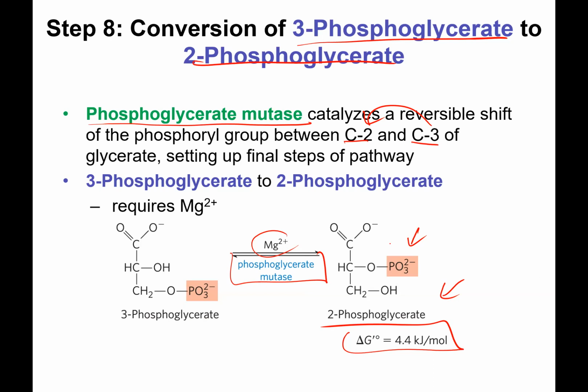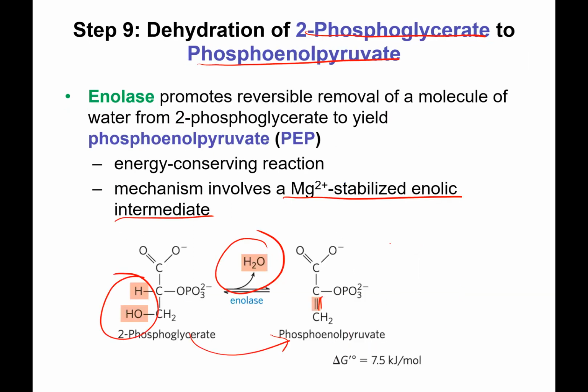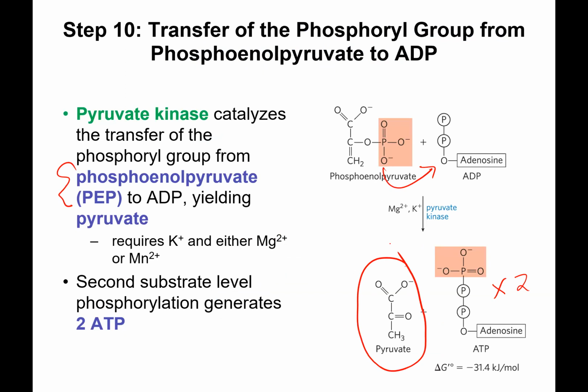And then we have the enolase reaction, which takes 2-phosphoglycerate to phosphoenolpyruvate, or PEP. And then PEP, courtesy of pyruvate kinase, because even though we're removing the phosphoryl group from PEP, it's still a kinase reaction, and we're generating pyruvate while forming ATP.